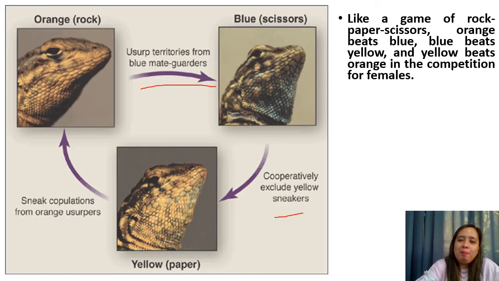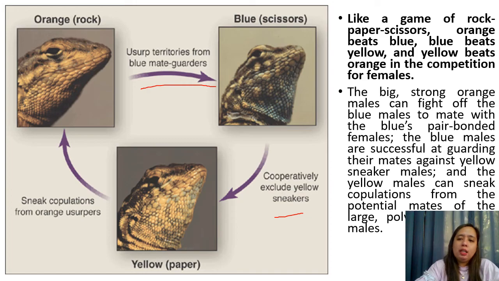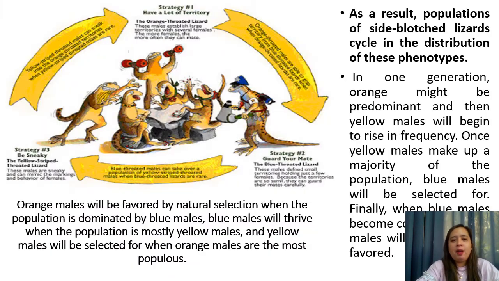So, like a game of rock, paper, scissors, orange beats blue, blue beats yellow, and yellow beats orange in a competition for females. The same manner on the frequency-dependent competition. So, the big, strong orange males can fight off the blue males to mate with the blue's pair-bonded females. The blue males are successful at guarding their mates against the yellow sneaker males. And the yellow males can sneak copulations, mga tirador, mga sumisingit habang during the copulation naman on the orange one.